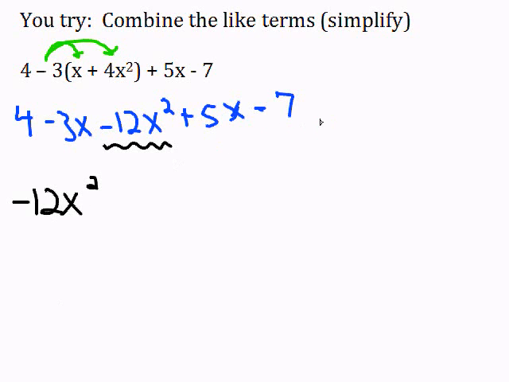Let's take a look at our next like terms, negative 3x and positive 5x. Negative 3x's plus 5x's, so 5 minus 3, gives us a positive 2x. Our last like terms are our constants. We have two constants, a 4 and a negative 7. 4 minus 7 gives us negative 3. And here we have combined our like terms.